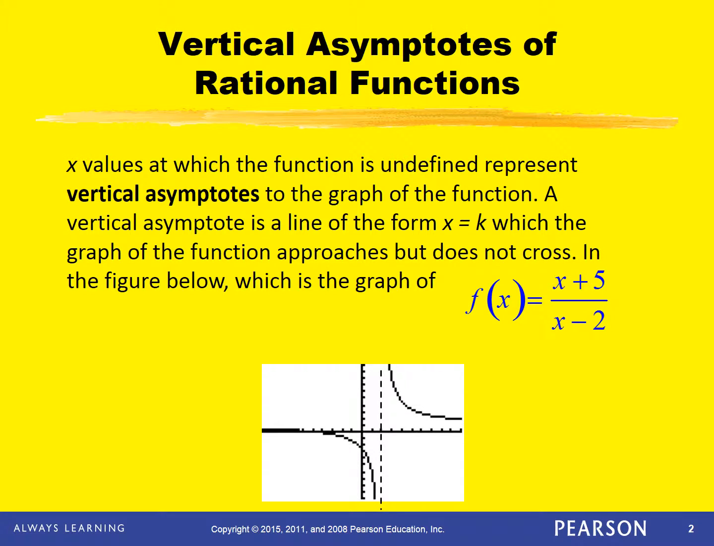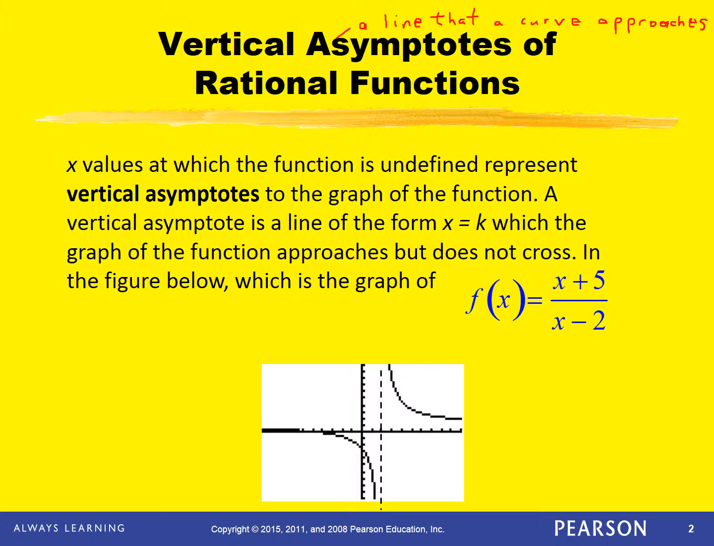Vertical asymptotes. What is an asymptote? An asymptote is a line that a curve approaches. So a vertical asymptote is a vertical line that a curve approaches. X values at which the function is undefined represent vertical asymptotes to the graph of the function.